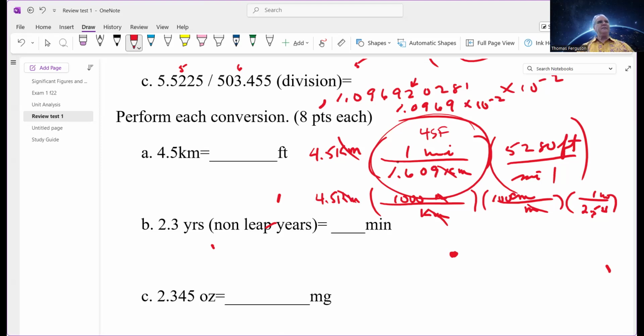Okay, years to minutes. And again, these are all really straightforward conversions.